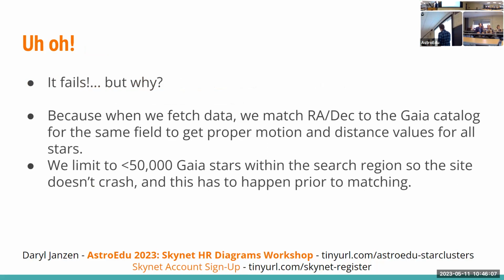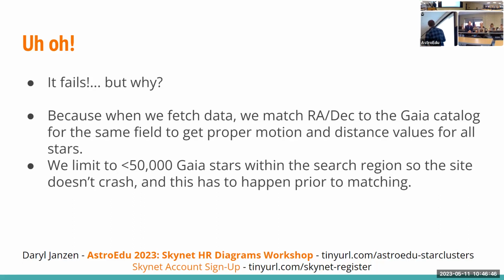What happens when we click fetch data is it doesn't just pull up the APAS catalog, it also simultaneously grabs the Gaia catalog for that field, and it matches up all of the stars in right ascension and declination, their positions, in order to load the proper motion values and the distances for all of the stars. So because you set the radius to 3 degrees, we're pulling up all of the Gaia data points within 3 degrees of the Pleiades, and it's too many stars for the tool to handle. So we have to be a little bit smarter about it.